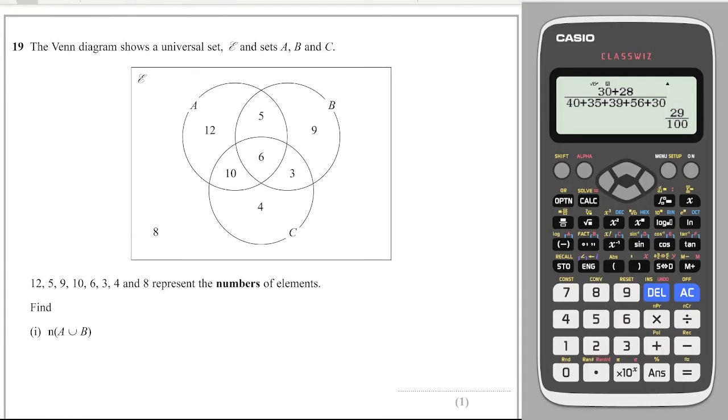Right, let's look at this. Now, this says the number of elements, so that means that each section should have only one number in it, and that number represents how many things are in that section. And this would like to know the total number in the union of A and B. So the union means everything in A and everything in B all together now. So that is the union, and we're going to add those up. We're going to do 12 plus 5 plus 6 plus 10 plus 3 plus 9. I'll try not to make a mistake this time. That's going to be 22, 33, 36, 45.